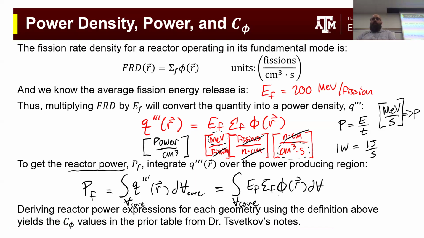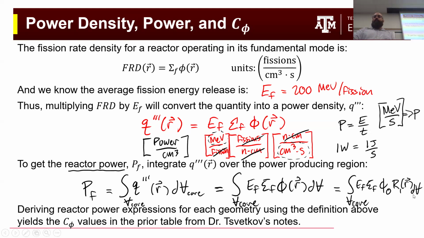And then this phi of R is going to have a different fundamental mode flux shape for every geometry. So depending on what the geometry is, you could also look at this as a volume integral. We've got an EF, we've got a sigma F, and we could just replace the scalar flux with a flux magnitude times that shape function. Just different ways of writing the same thing.